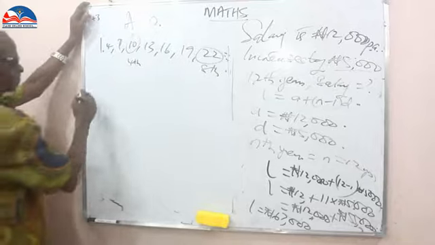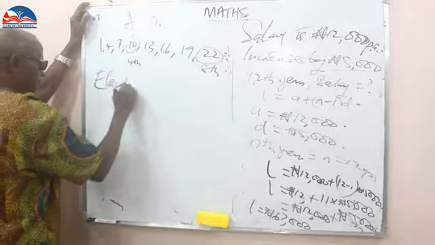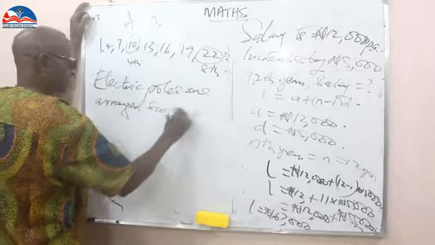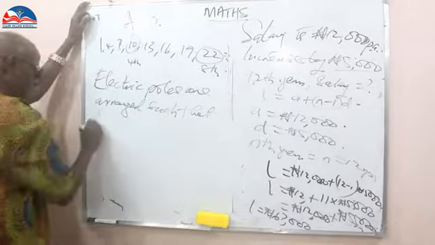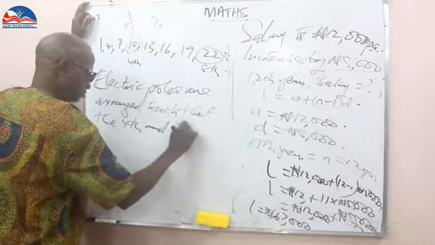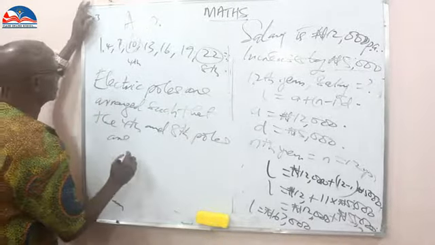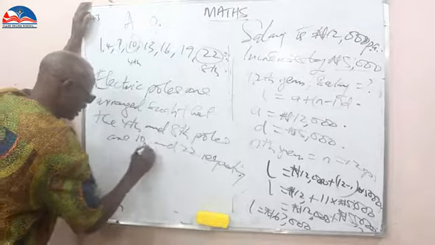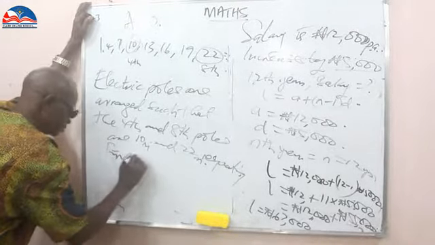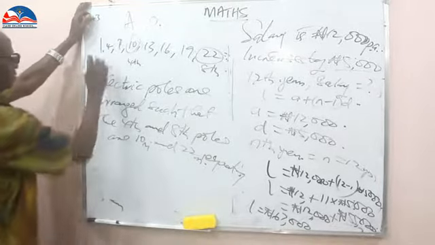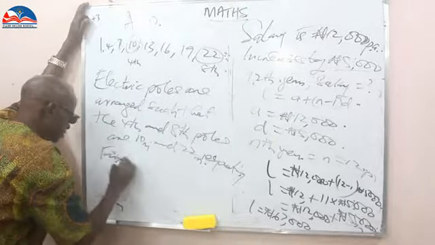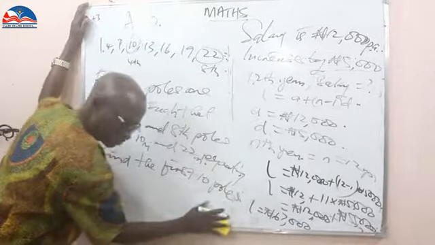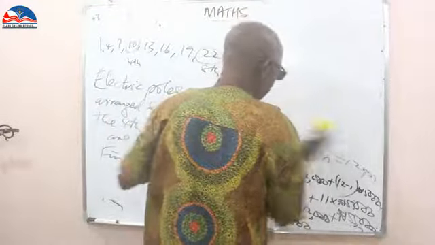The electric poles are arranged such that the 4th and 8th poles are 10 and 22 respectively, say 10 meters away. Find the first 10 poles.